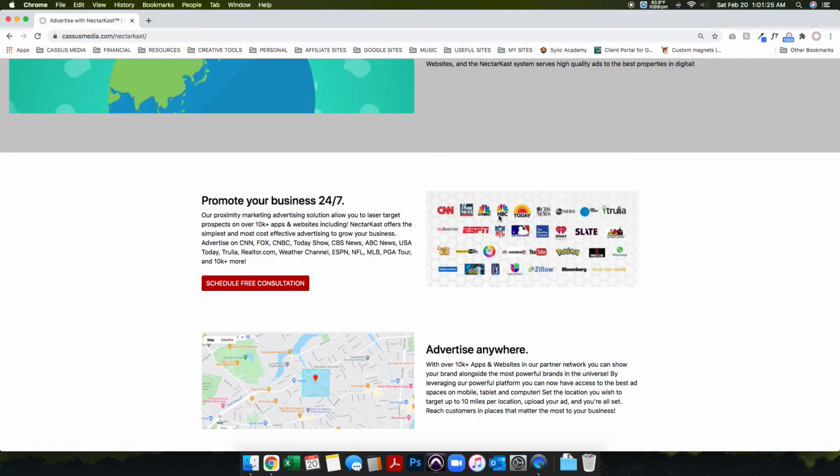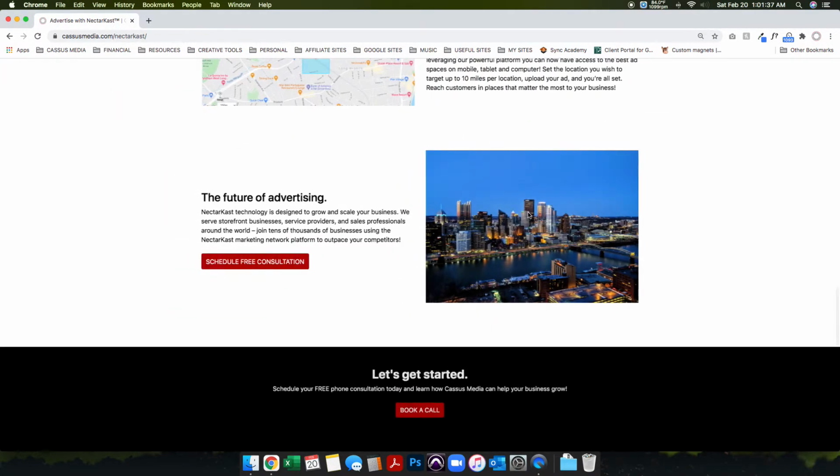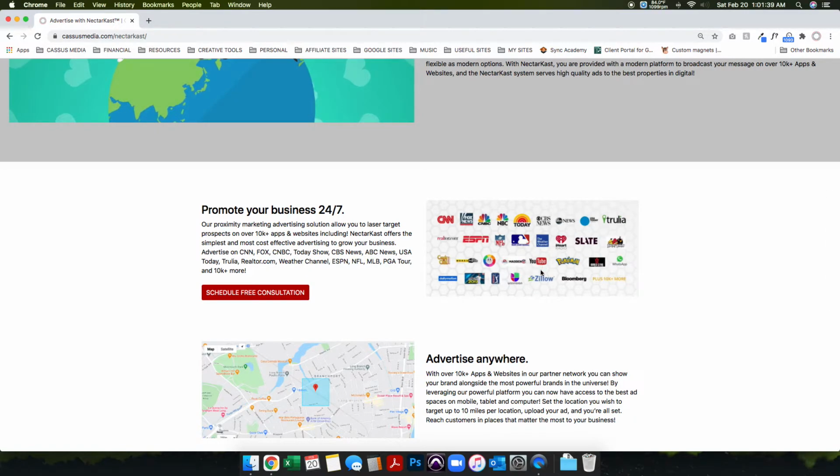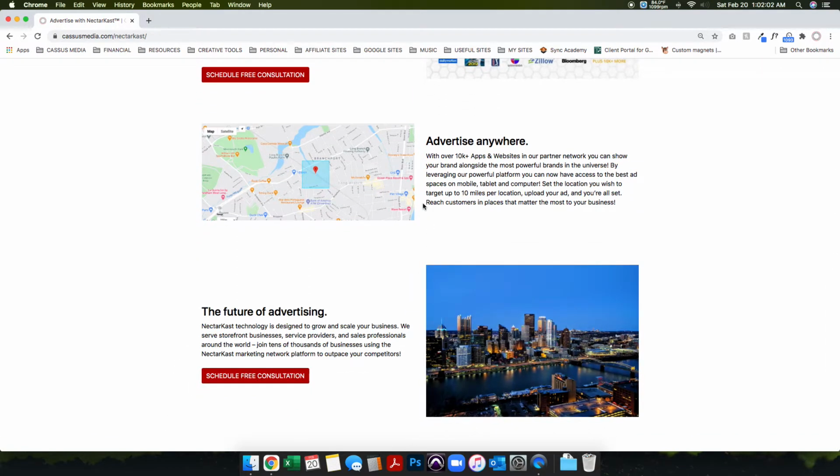10,000 apps and websites. We're talking anything from Candy Crush to Pokemon Go to YouTube. YouTube's owned by Google, guys. If you signed up with NectarKast, your advertisement could be on YouTube. It's insane. You know, Trulia, ABC News. These are just some of them. There's 10,000. I mean, it's insane. So these ads, basically, it's a paid advertising system, just like if you went on to Google Ads. Your ads would run 24/7. Now here is why this NectarKast technology is the future.